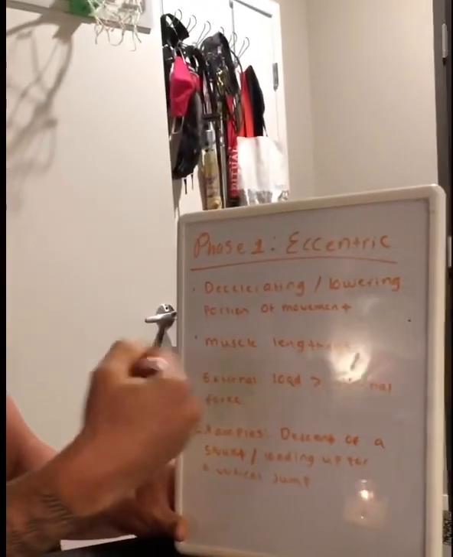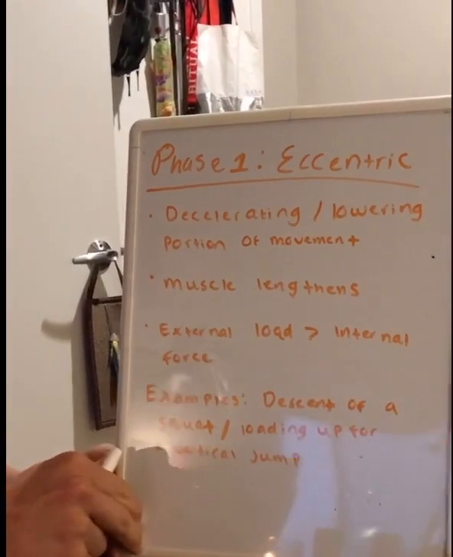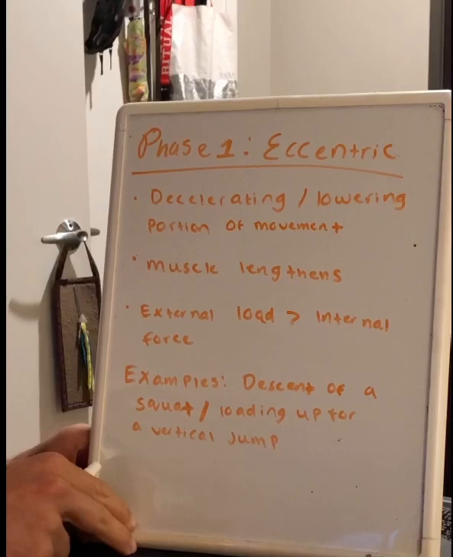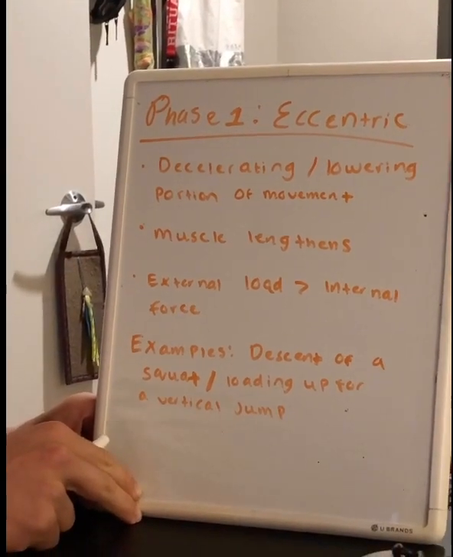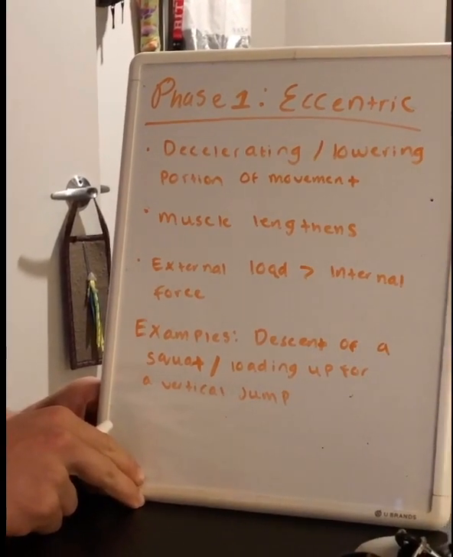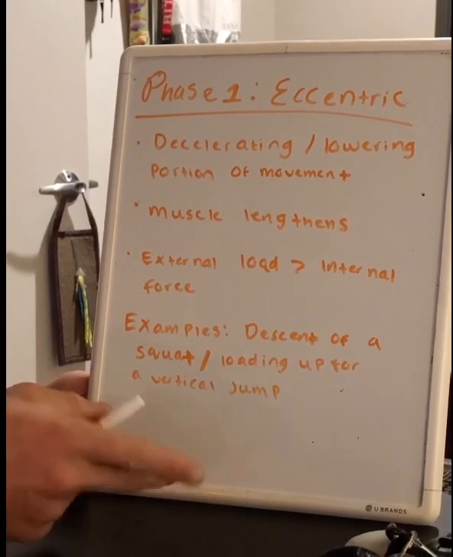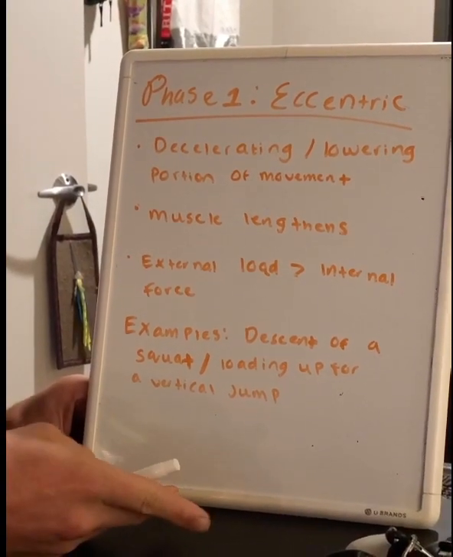The eccentric phase is the decelerating or lowering portion of a movement. During this time, the muscle lengthens, and the external load is greater than the internal force that your body is producing. Prime examples include the descent of a squat or loading up for a vertical jump. Before we get into the adaptations that take place during this phase, I just want to leave it at that and help you understand the concepts before we get into why it's important.